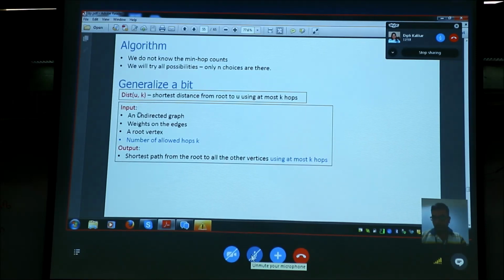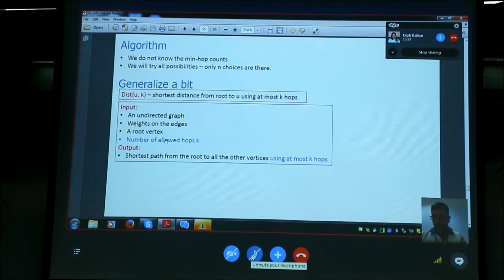So these are the parameters. Undirected graph, weights, root as before, but you get this extra parameter. How many hops do I allow you? I allow you only k hops. Now find the shortest path from root to all the other vertices using at most k hops. Now it's possible that there is no path from the root to u using k hops. Maybe all paths, shortest or not, need more than k hops, in which case think of it as infinite distance, right? I can't even reach him in k hops. Fine. Now, let's see this picture. Is this problem definition clear?